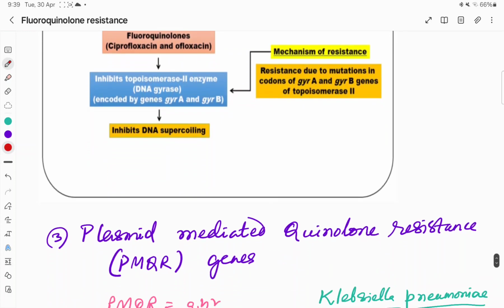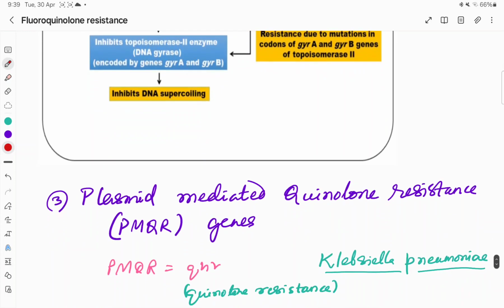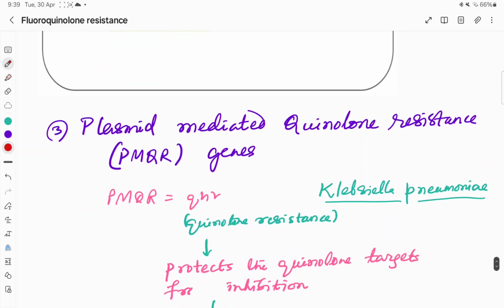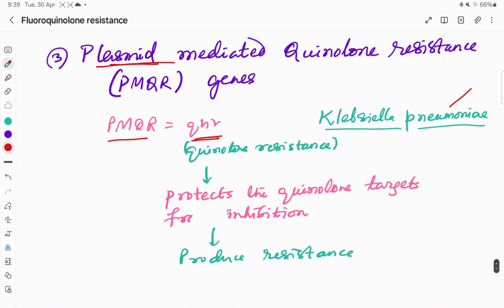So the third mechanism can be the plasmid mediated quinolone resistance genes, or quinolone resistance we can say QNR genes, or PMQR, plasmid mediated quinolone resistance, and this occurs mainly in case of Klebsiella pneumoniae. This resistance is plasmid mediated, and it causes the protection of the quinolone targets.